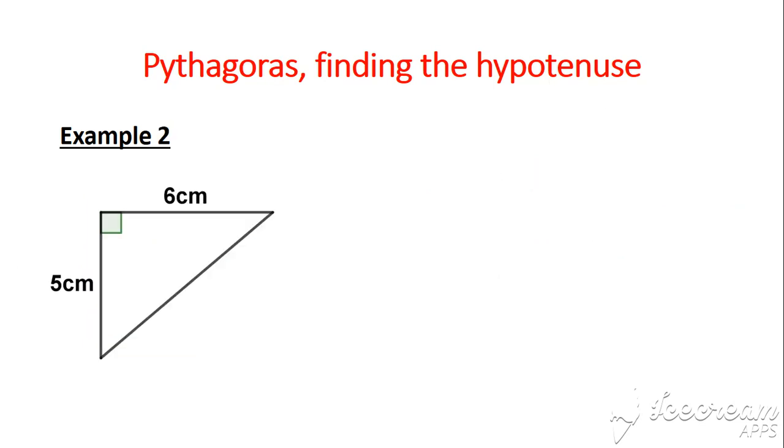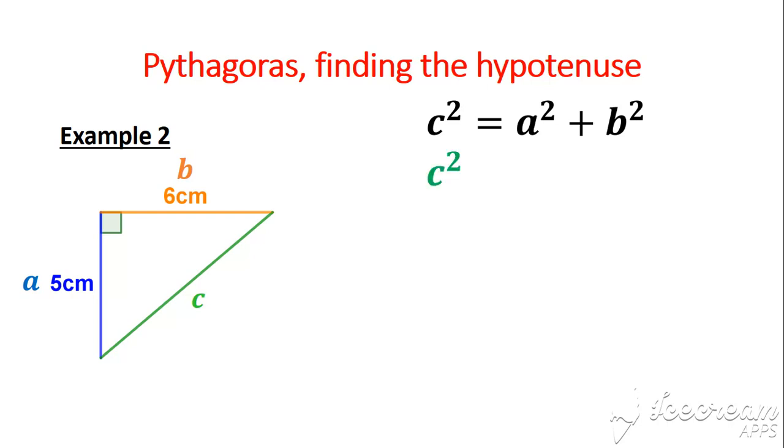Right, second example. We know a right-angled triangle has two lengths, 5 centimeters and 6 centimeters. The long side C is what we're going to find out, the hypotenuse. The other two sides are A and B. It doesn't matter which is which, remember? Here's our rule. A squared plus B squared equals C squared. But we're going to write it as C squared is equal to A squared plus B squared. So C squared is equal to 5 squared, because A is 5, plus 6 squared, because B is 6.